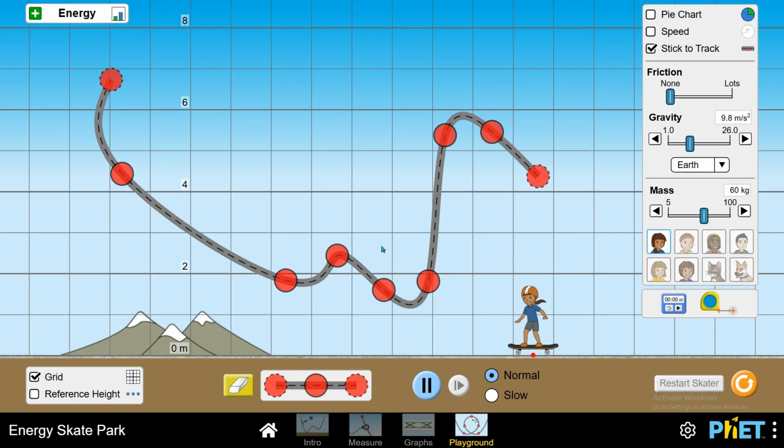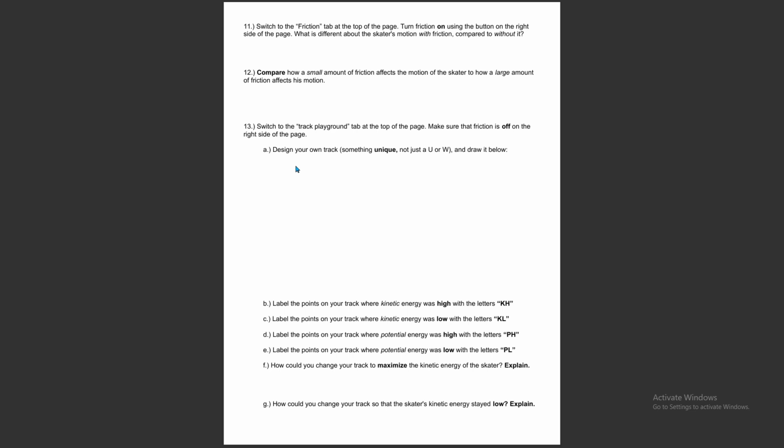All right. After you have drawn your track, make sure you label the point or points where you have high kinetic energy and where you have low kinetic energy. So if it's a high kinetic energy zone, you write KH. When it's a low kinetic energy, you write KL. Same thing with potential energy, high potential, low potential.